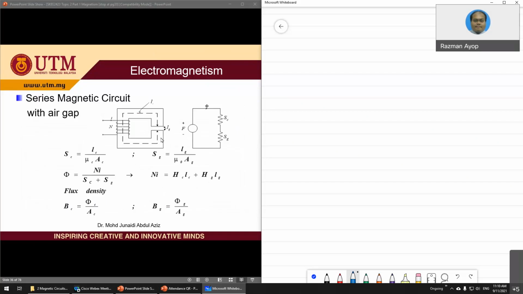Now we focus on a series circuit, a simple circuit. For something like this, you can see here, this is the circuit. Let me draw. So you have a core here, something like this, with the air gap. This is the air gap. So you have a winding here.